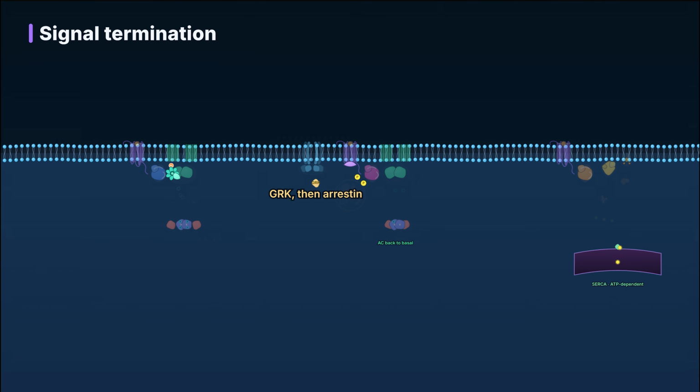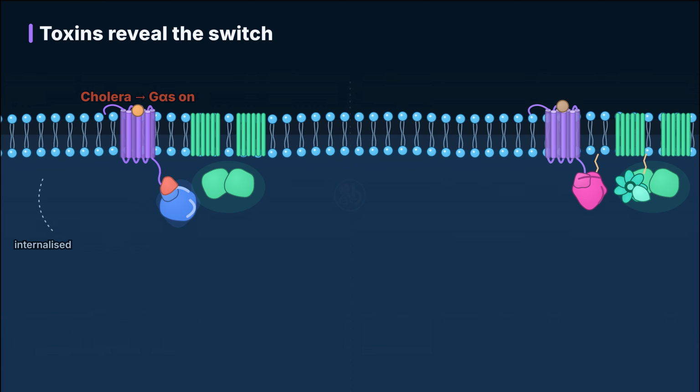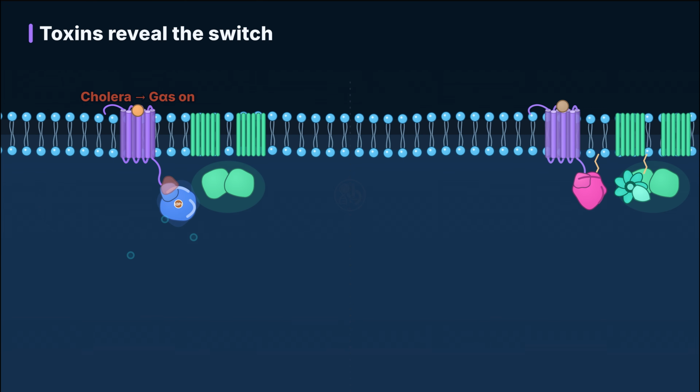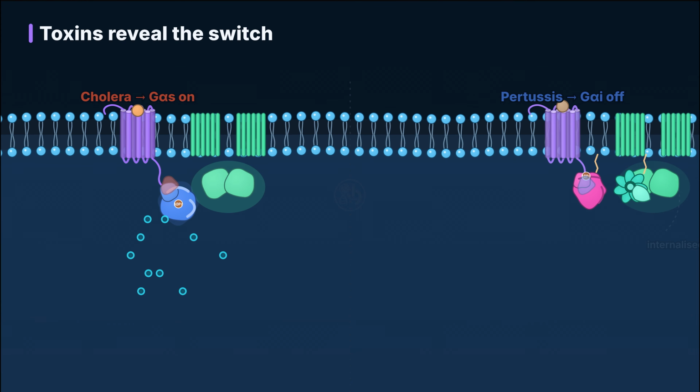Two bacterial toxins reveal the opposing logic of GS and GI. Cholera toxin ADP-ribosylates G-alpha-S and prevents efficient GTP hydrolysis, leaving GS signaling persistently active. Adenylyl cyclase then remains stimulated, causing abnormally high cAMP in intestinal epithelial cells. Pertussis toxin ADP-ribosylates G-alpha-I and prevents productive activation by receptors. GI can no longer inhibit adenylyl cyclase normally, so cAMP may rise in affected cells.